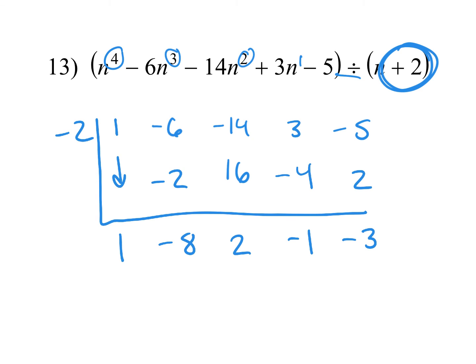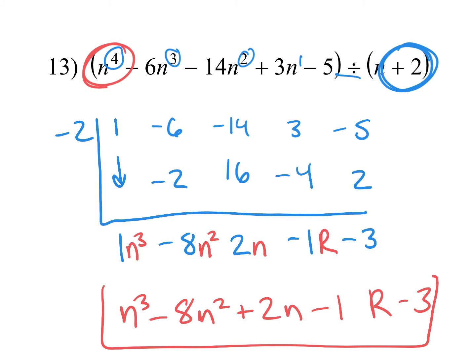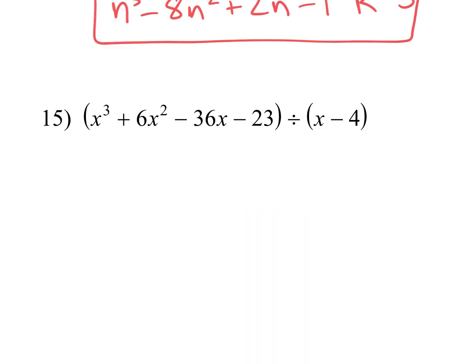So if my question started with n to the 4th power, what does my answer start with? N to the 3rd power, then we have n squared, then just n, and then the last number is the remainder. So n to the 3rd power minus 8n squared plus 2n minus 1, remainder -3. That's our answer.